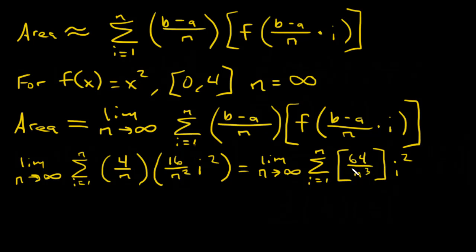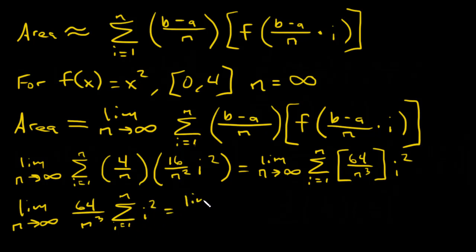Now this is a constant, I can move it across the summation, so it becomes the limit as n goes to infinity of 64 over n cubed times the summation i from 1 to n of i squared. But we know that, so this becomes the limit as n goes to infinity of 64 over n cubed times n times (n plus 1) times (2n plus 1) over what?